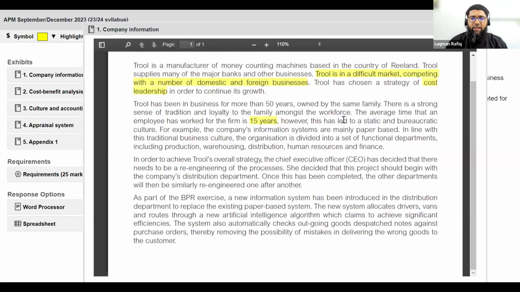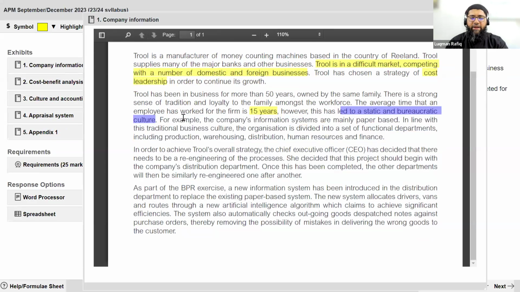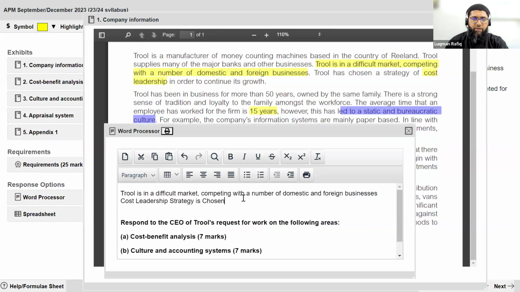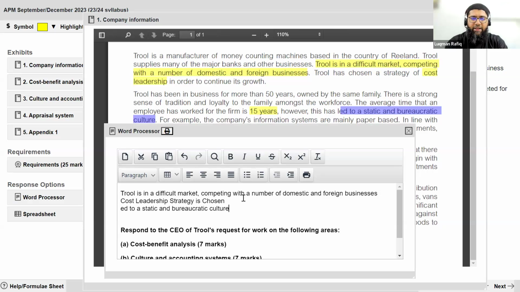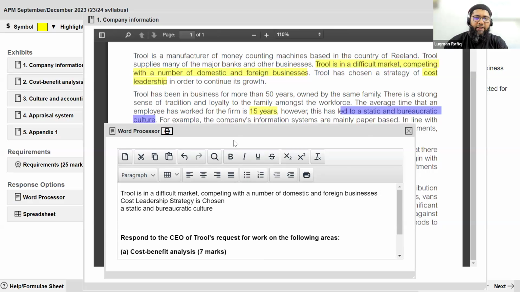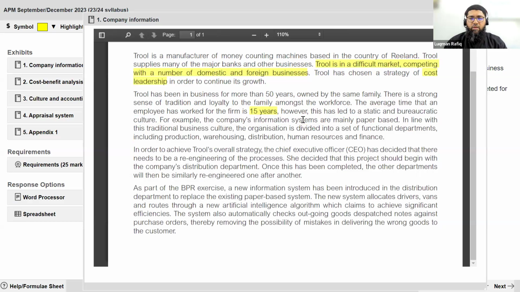Okay, so basically there is a static and bureaucratic culture that is prevalent in there. Now it says, for example, the company's information systems are mainly paper-based. In line with traditional business culture, the organization is divided into a set of functional departments, including production, warehousing, distribution, human resources, and finance. So basically, the organization is split into different departments.